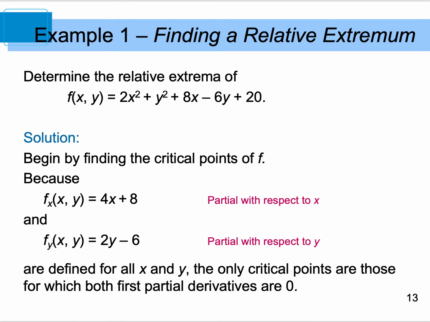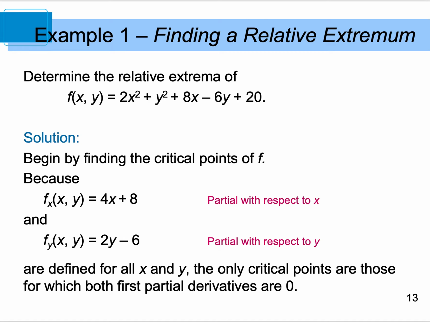We're going to start by finding the critical points. So we're going to differentiate x while holding y as a constant. If y is a constant, the derivative of 2x squared is 4x. The derivative of y squared is 0. The derivative of 8x is 8. Minus 6y, derivative is 0. And plus 20, derivative is 0. So that's the partial with respect to x.